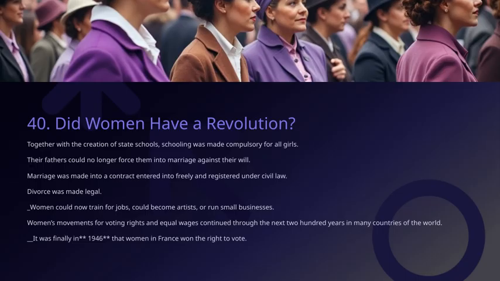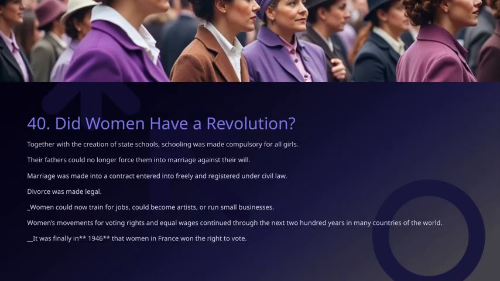Marriage itself was transformed into a contract that women could enter into freely, and it was officially registered under civil law, making it more equitable and transparent. Divorce also became legal, allowing women to leave unhappy or abusive marriages. All these changes opened the door for women to train for jobs, pursue careers as artists, or run small businesses, really expanding their opportunities. But the fight for equality didn't stop there.